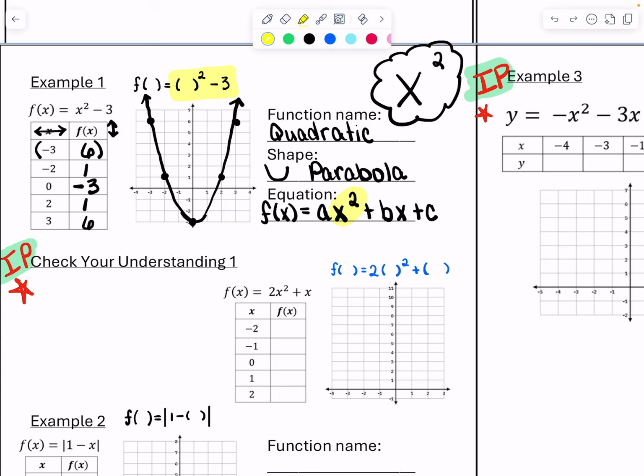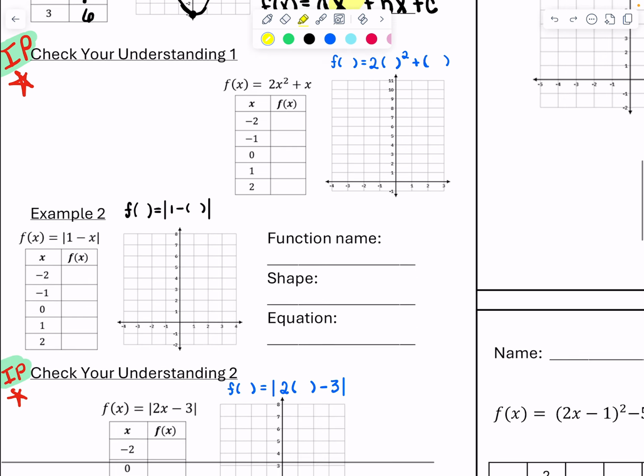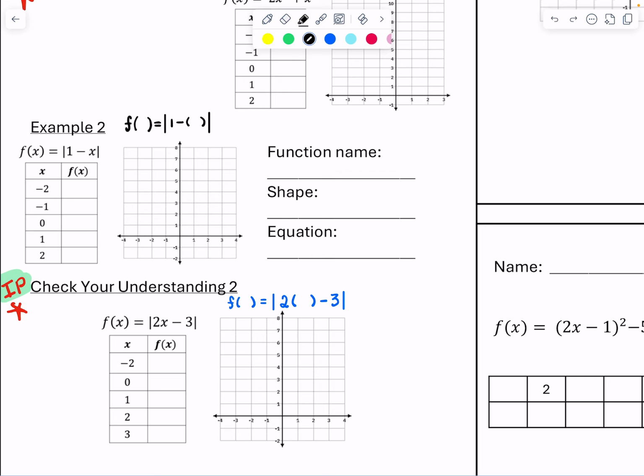All right, check your understanding. That's going to be independent practice. That one's for you. I'm going to go ahead and go on to example 2. Now, on example 2, again, we would use the calculator. I've already done these ahead of time to save time on the video.